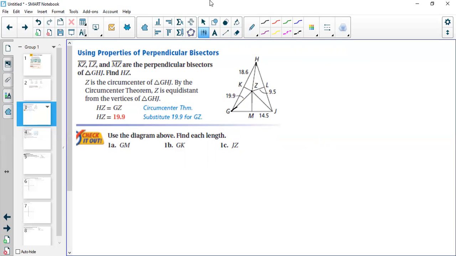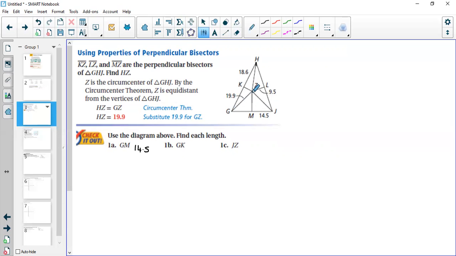You first have to figure out where GM is. GM is here, this part. Which is the corresponding part for GM? It is JM. So if JM is 14.5, GM is also going to be 14.5. This is according to the Circumcenter Theorem, because from the center, the perpendicular bisector, the other sides become equal. Then GK. What is GK?